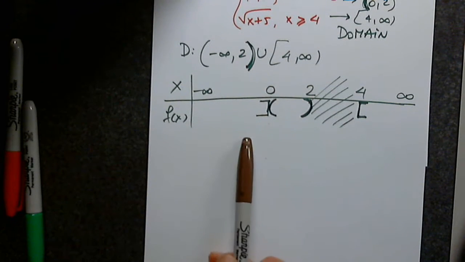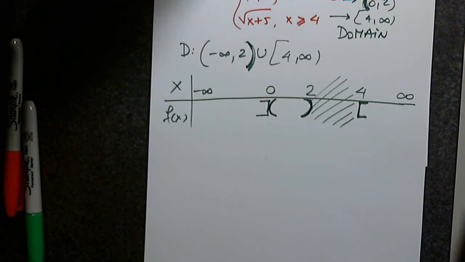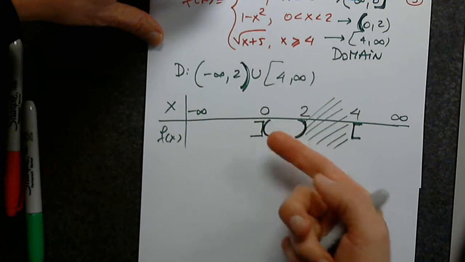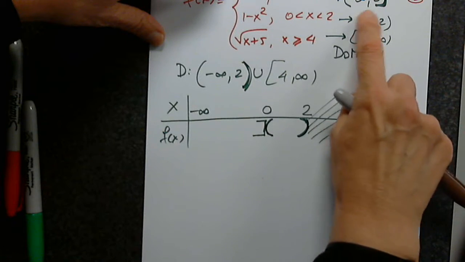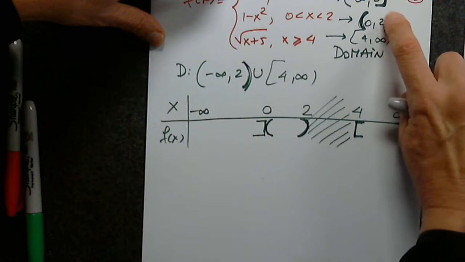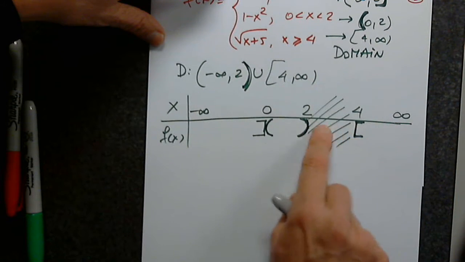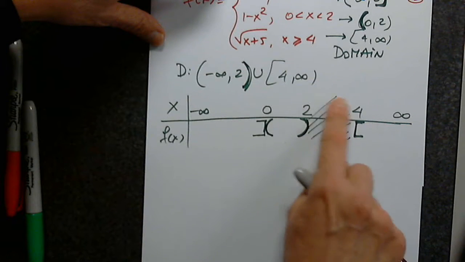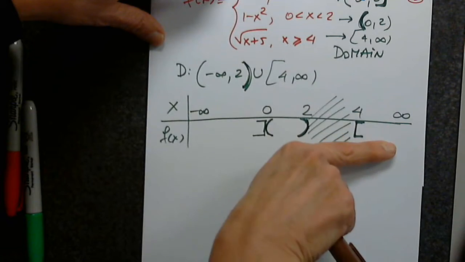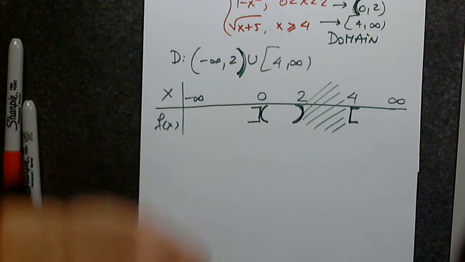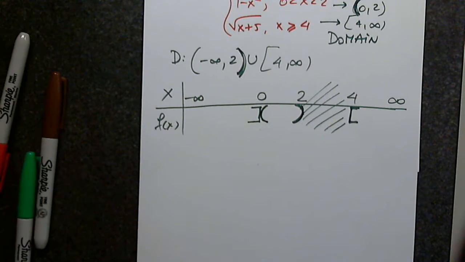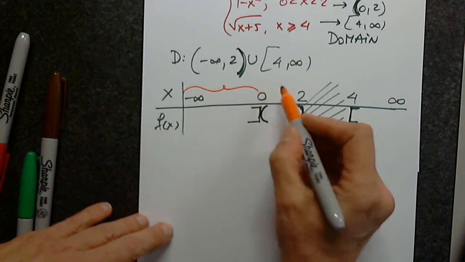Okay, so negative infinity to 0, bracket to the left of 0. As you see it, it's facing this way. Parenthesis to the right-hand side of 0, right under 0. And then 2, parenthesis facing this way. Nothing in between. This does not exist. I cannot have a graph here. Okay? And then 4, bracket facing this way and to infinity. Is this okay?